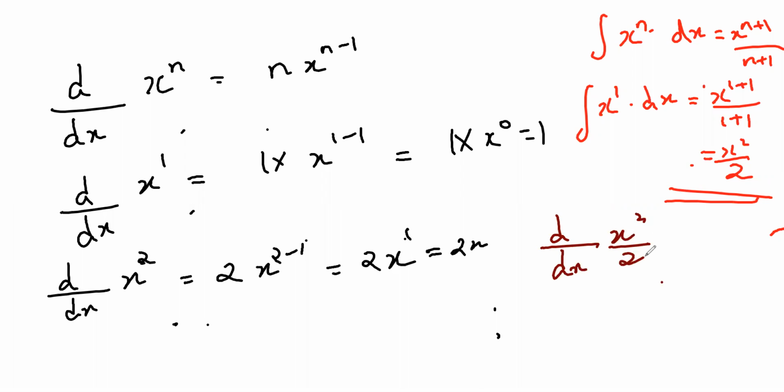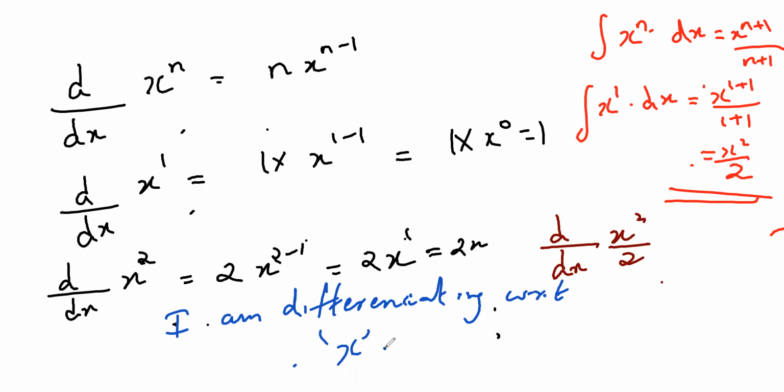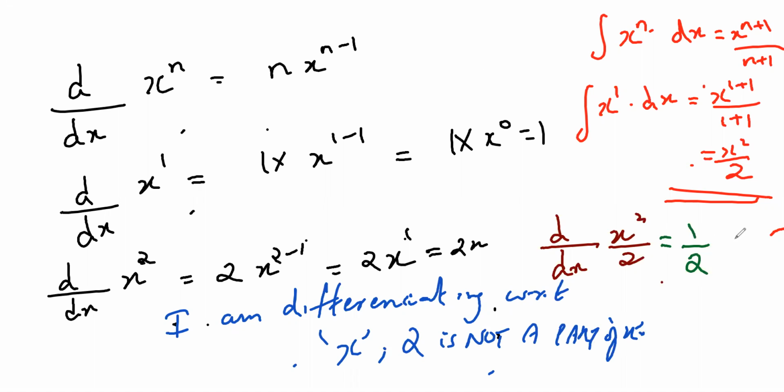So two things are there. I am differentiating x square and by 2, but I'm differentiating with respect to x. I'll write it in words here, so it will be easy for you to understand. I am differentiating with respect to x. So which means 2 is not a part of x. 2 is a constant, correct? It's not a part of x. So here, I can take this 2 out: 1 by 2 into d by dx of x square.